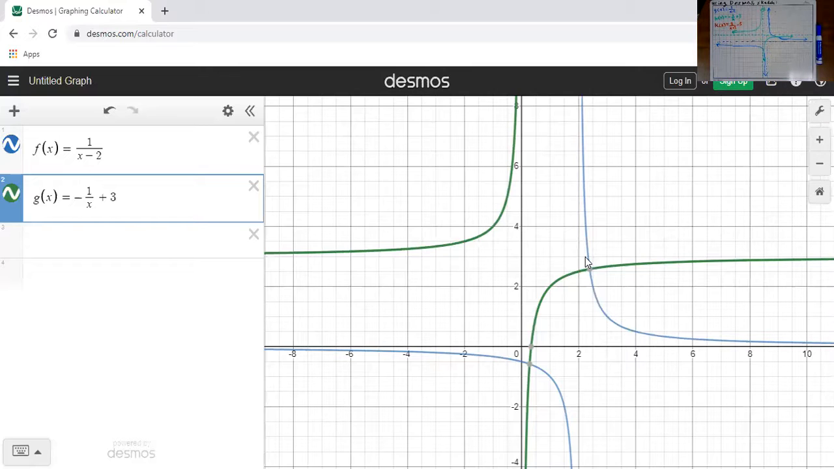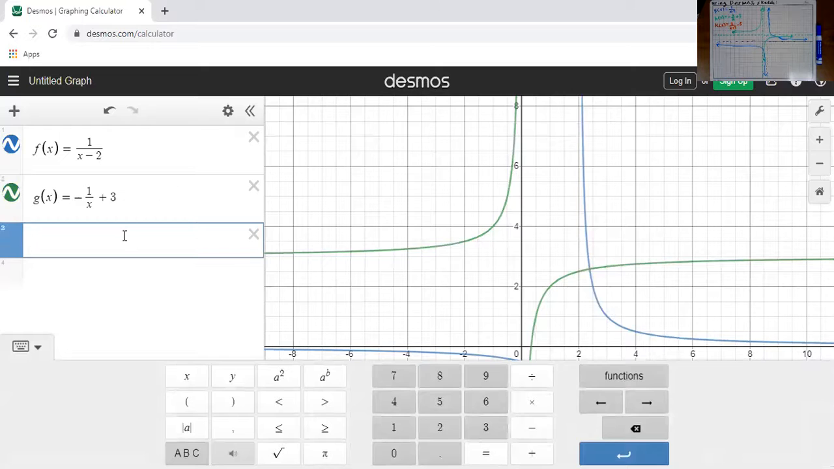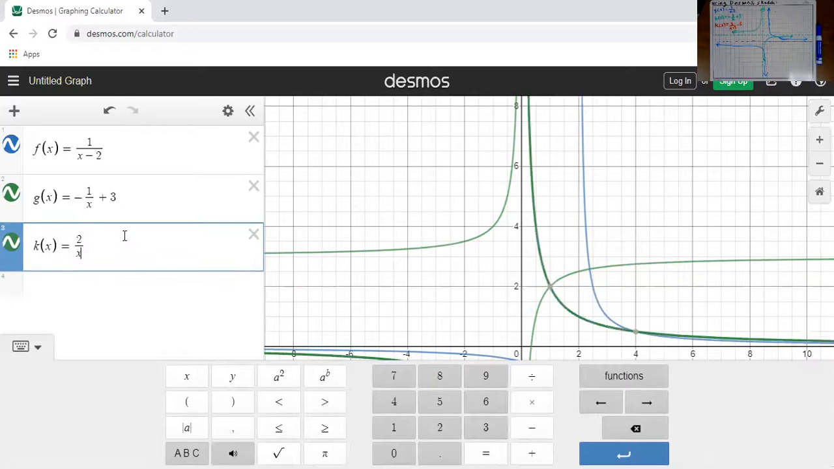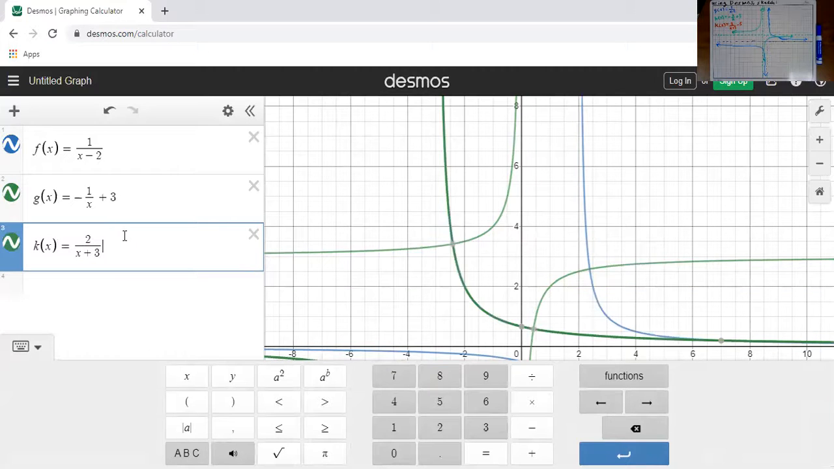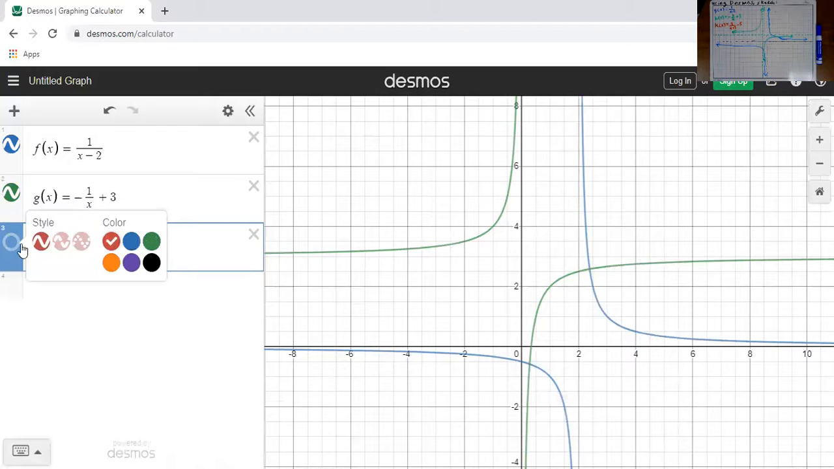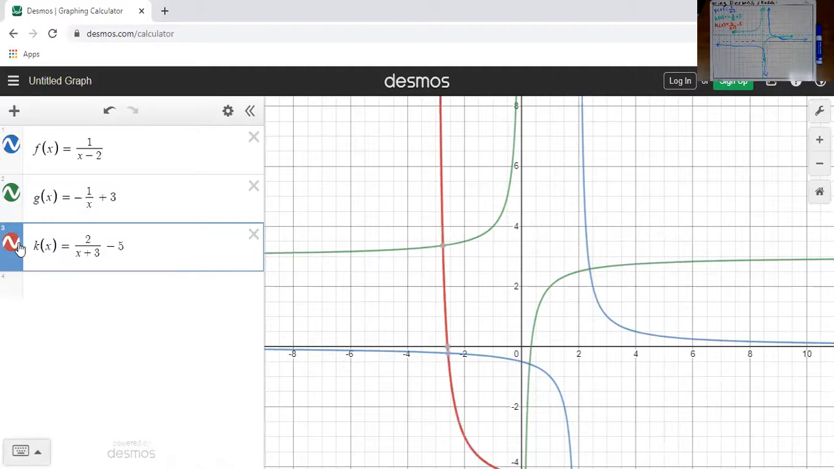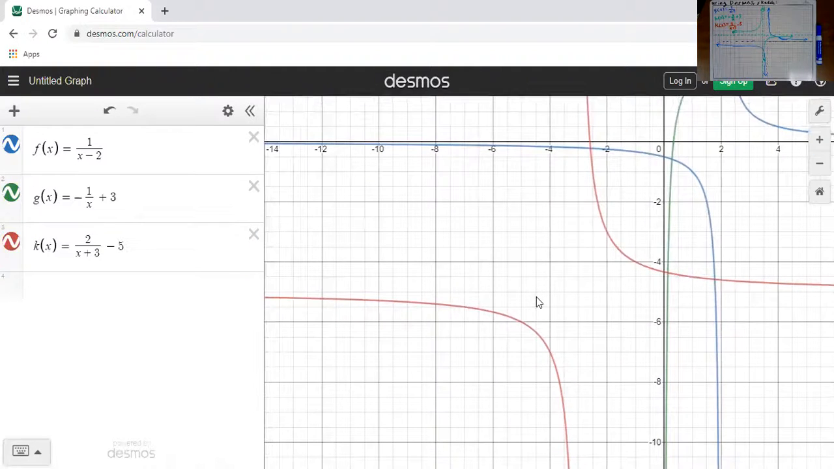Now, what about the last one here? We have 2 over x plus 3 minus 5. Okay, and I'll do this one in red. It's back to the same usual shape, but this time we seem to have a horizontal asymptote at negative 5, and a vertical asymptote at negative 3.